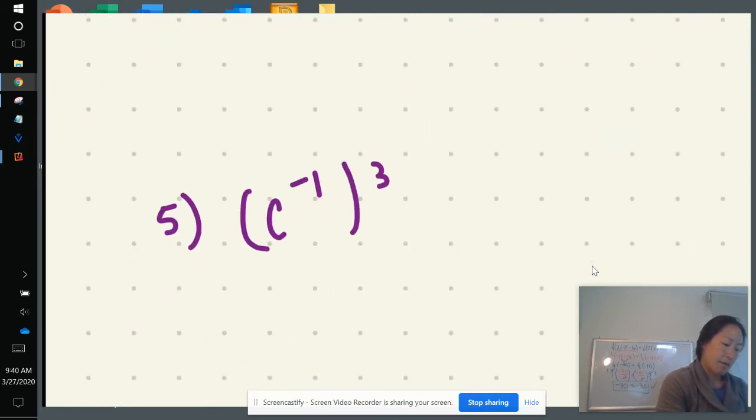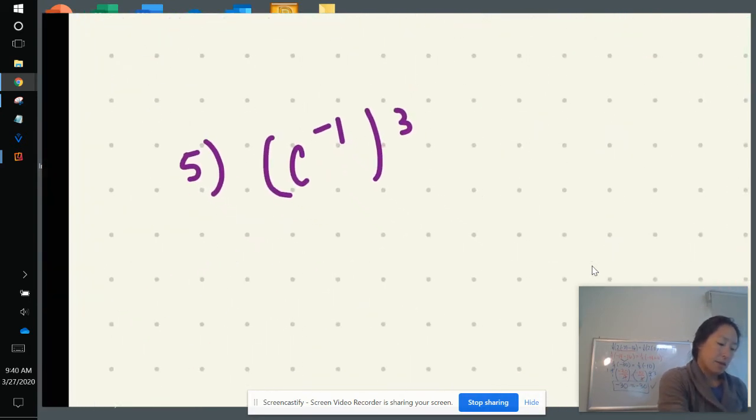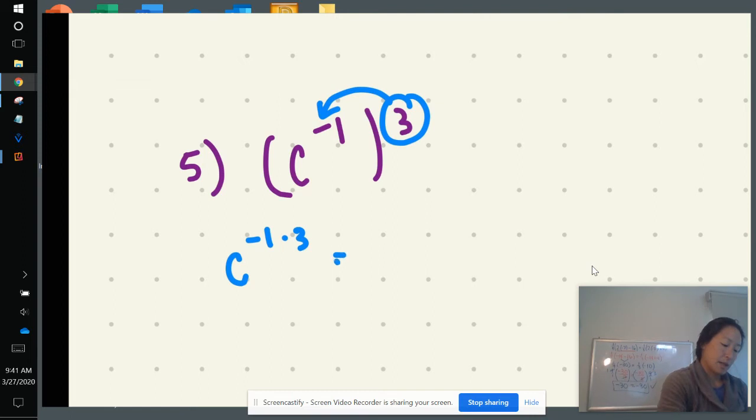Number 5. So this one is a power to a power, whereas the 3's base is everything inside the parentheses. Okay, so what do we do in this case? We would multiply the exponents. So c to the negative 1 times 3 gives me c to the negative 3.